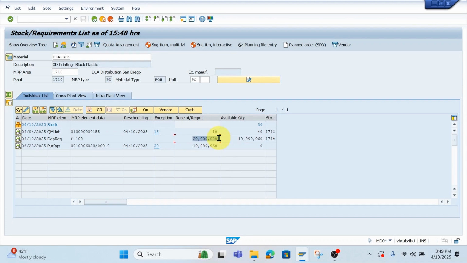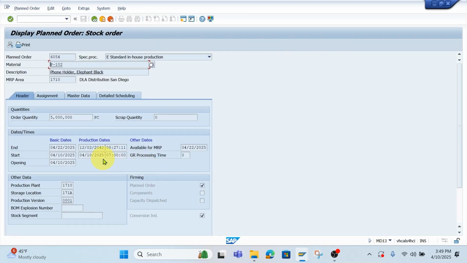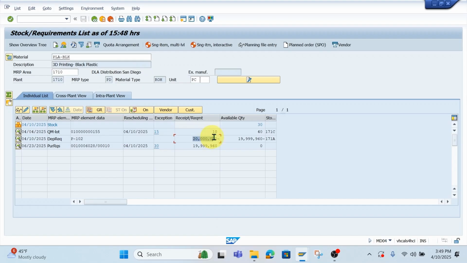Now, that is a lot of material to use on a single day, especially if we look deeper at the dependent requirement. We can see that this planned production order is actually going to take place over a matter of years. Wouldn't it be easier if we were able to evenly distribute this dependent requirement over the period of time for the planned order? Well, we absolutely can, and we're going to do that by using the distribution key within the bill of material for the assembly.